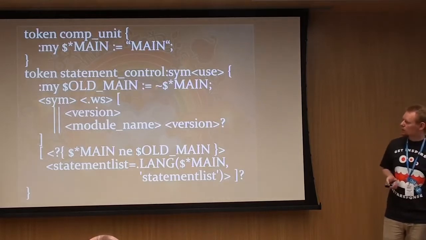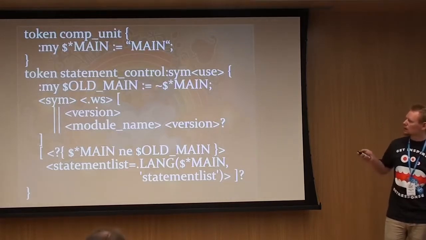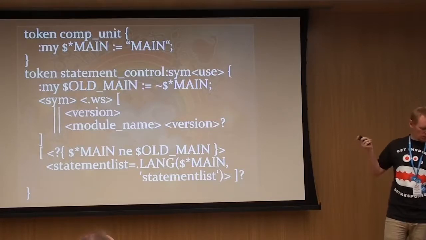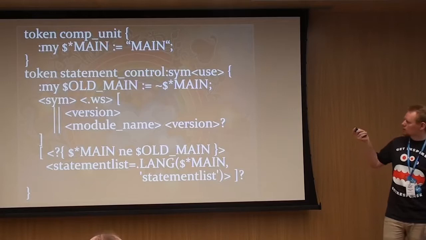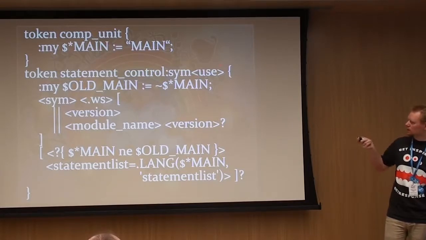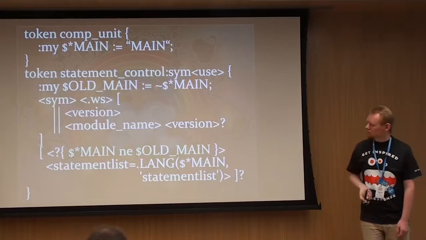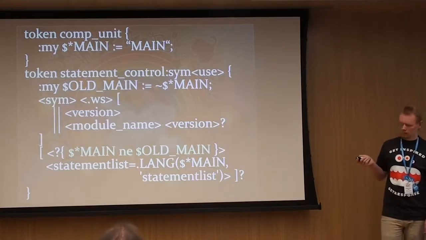This is what Perl 5 in short provides. This is actually the grammar within Perl 6. It has, of course, code for its use statement and keeps track of the current main language. And if a module changes this main language, it will continue with reading the next statements in the statement list of this other language. So let's go on. This is the interesting statement.